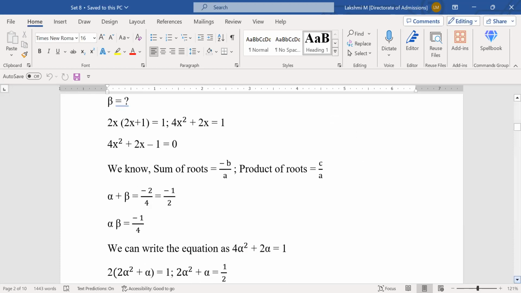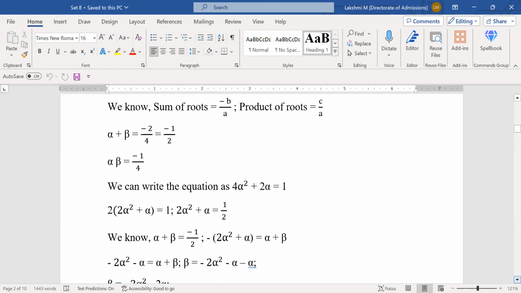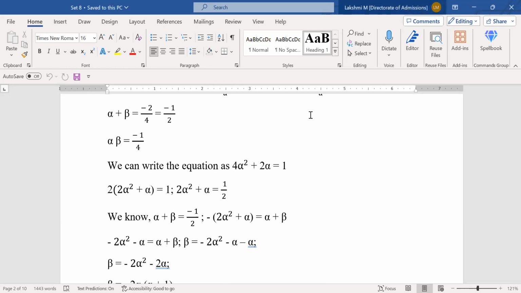Now, as I need to find it in the beta terms, I'm just going to rewrite this as 4 alpha square plus 2 alpha equal to 1. I'm just going to take the 2 outside. So this is 2 alpha square plus alpha is equal to 1 by 2. Now, what is the format here? I already got alpha plus beta as minus 1 by 2.